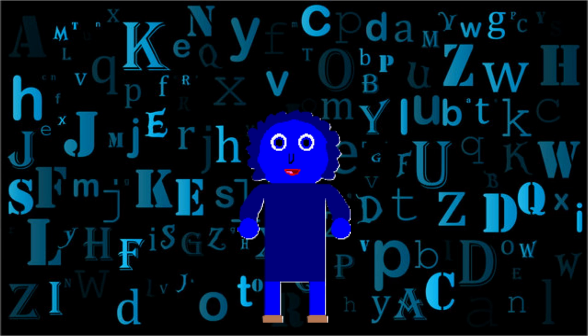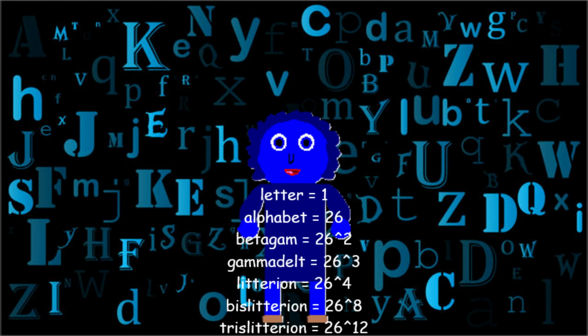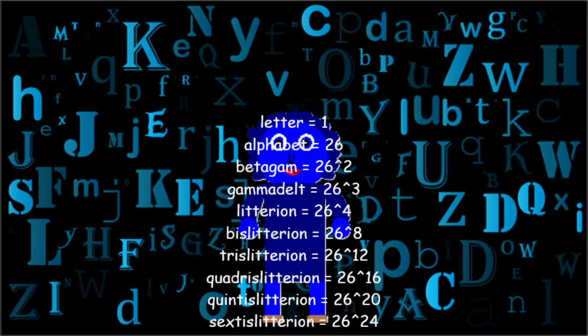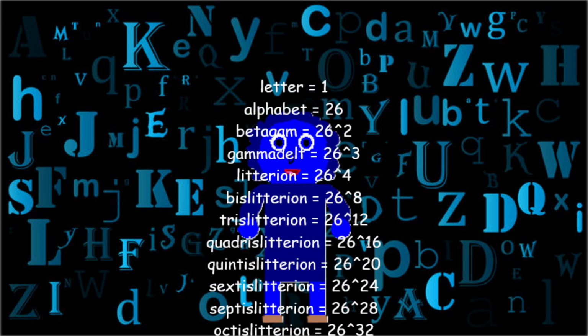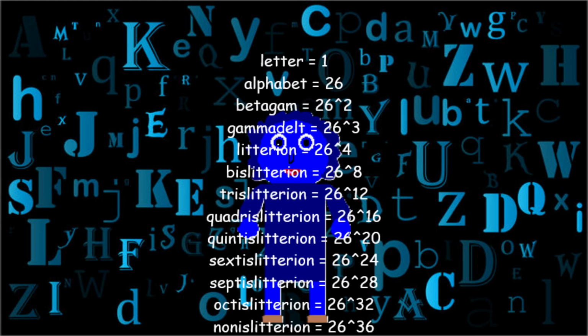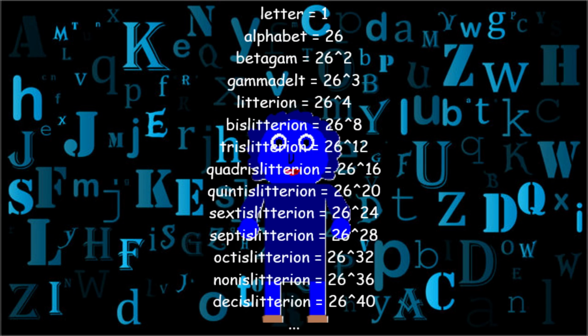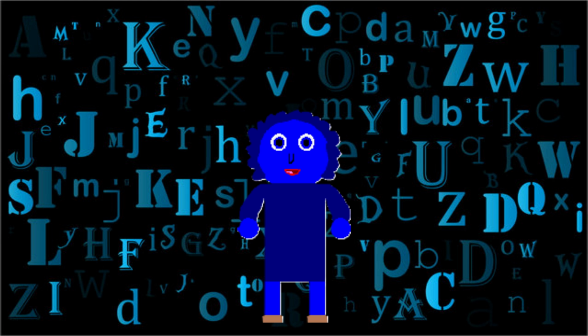So now we have to count beyond the trislitarians, which, as we said earlier, come every 26 to the 4th of the previous letter group. So after trislitarians we have quadrislitarians, then quintislitarians, sextislitarians, septislitarians, octislitarians, nonislitarians, decislitarians, and we continue counting them with the number prefixes followed by the suffix litarian. So now we've kind of found a way to keep counting up.